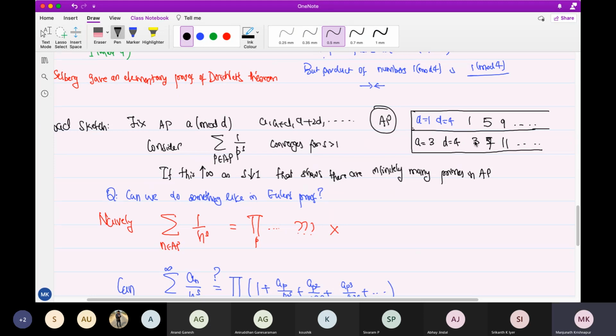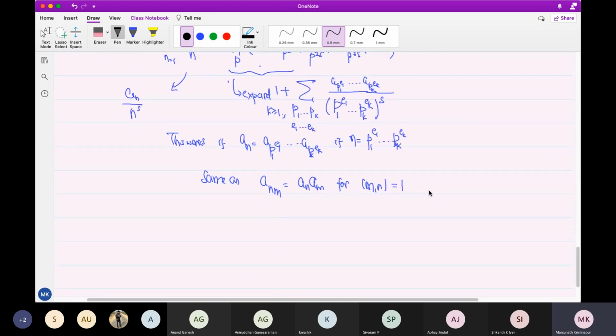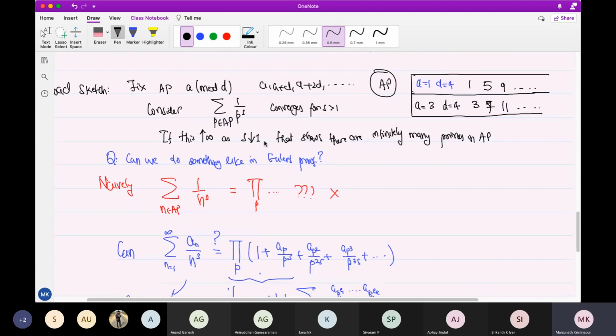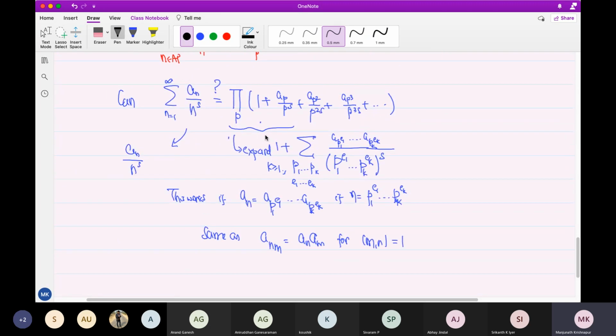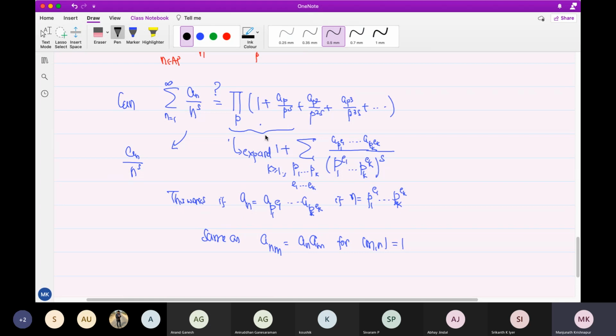Oh, okay, so that's not good. I should take 3 times 7. a_3 should be 0 and a_7 should be 0, but 3 times 7, 21, belongs here. So a_21 should be 1. That violates this property, so it is not true for that naive thing. Okay, so that is a problem, so we can't do that.